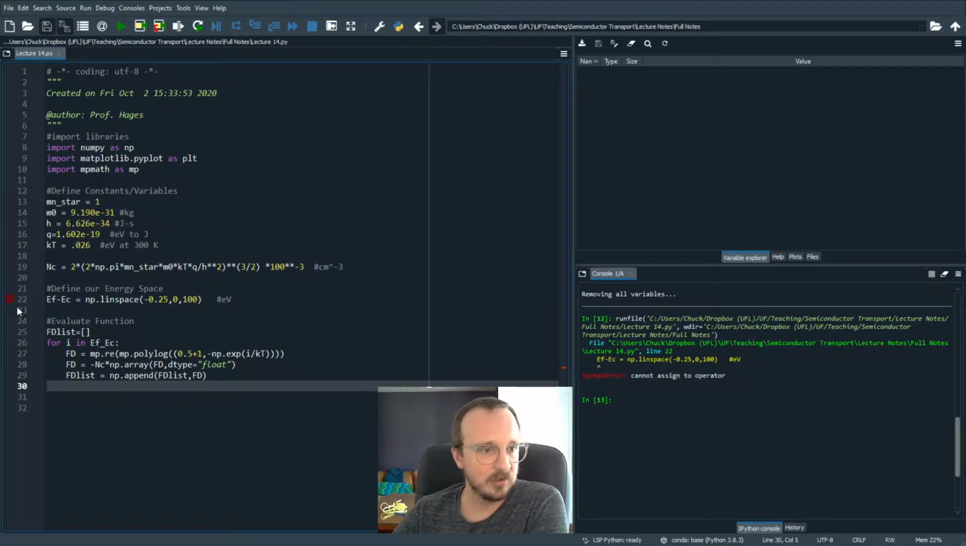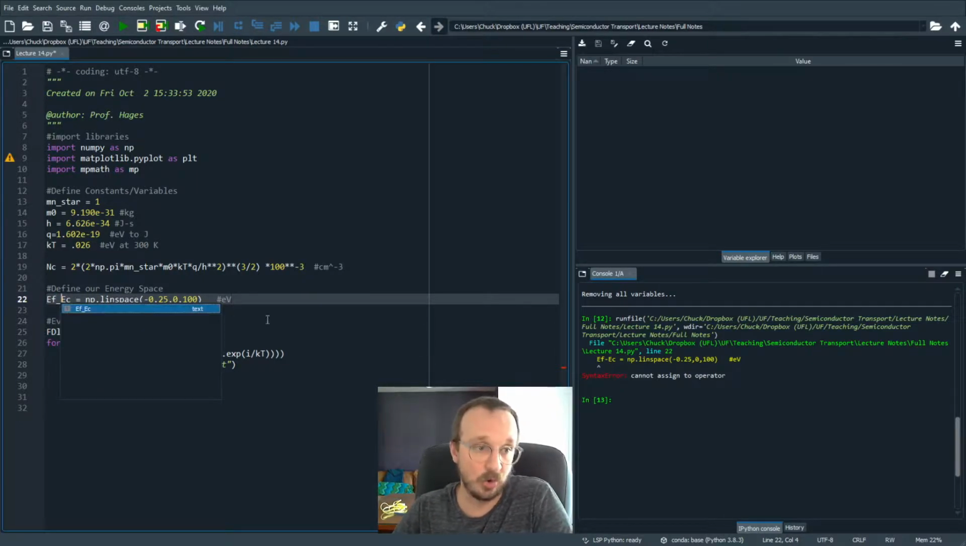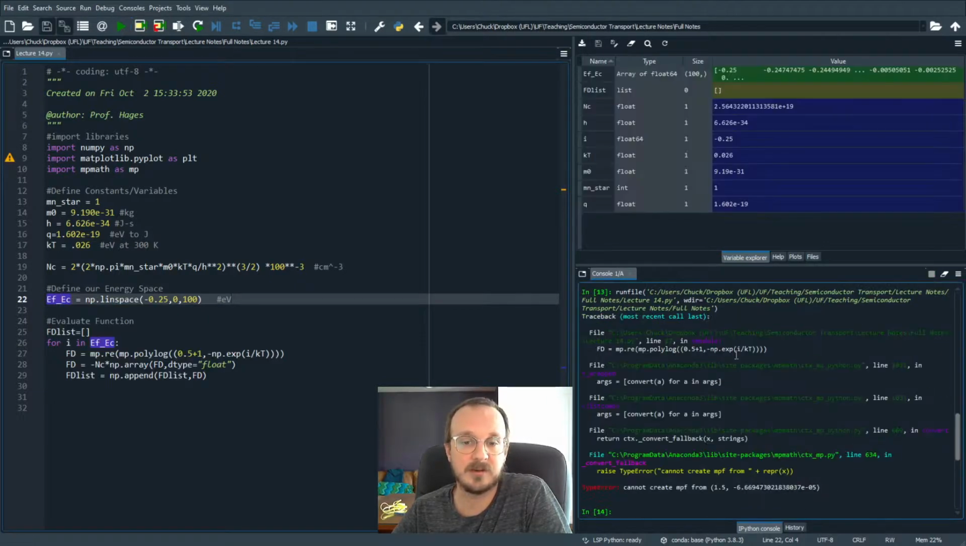We do have an error. Look, we're using a minus sign. I meant to put an underscore, EF_EC. This is just a notation for the variable. You don't want to put a minus sign there. And now everything is okay.